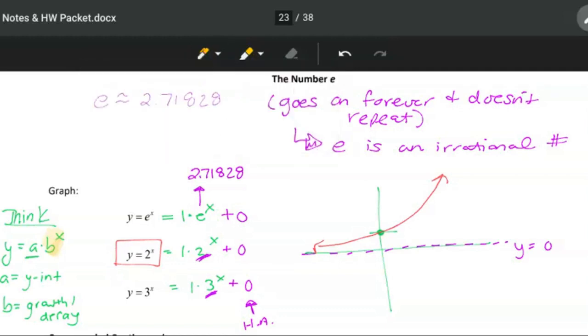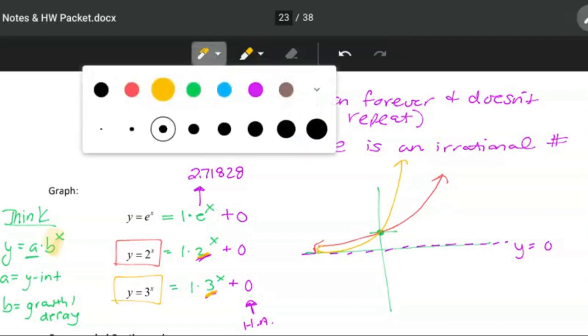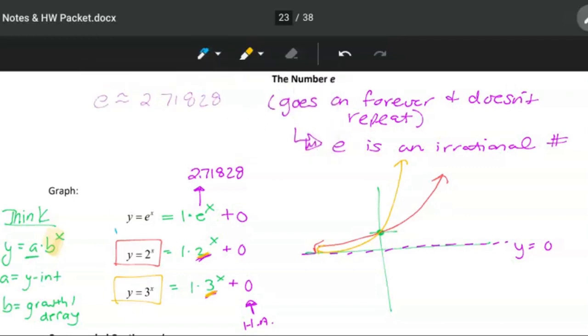If we drew another graph, y equals 3 to the x. 3 is bigger than 2, so 3 is going to go faster. So have it start a little bit below, and then it's going to shoot way up, and it's going to grow faster. The last one, y equals e to the x, e is this number right here, 2.71. That's in between 2 and 3, so that one's going to start in between and end in between.